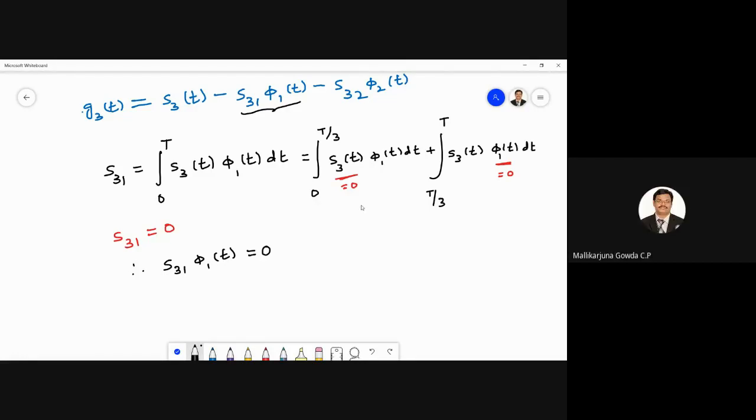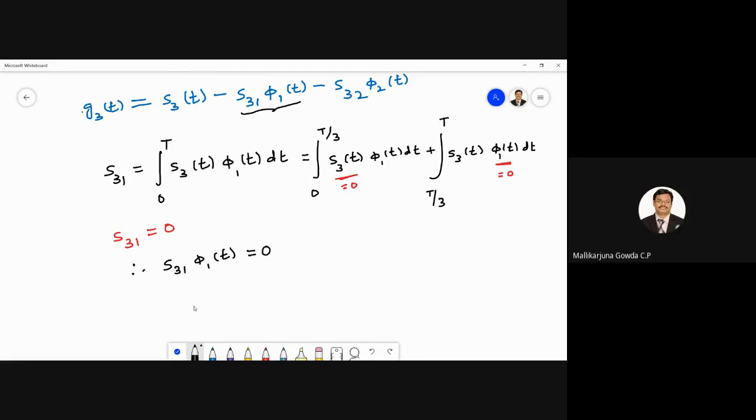From 0 to t by 3, S2 of t is 1, and you will get phi 1 of t. Then from t by 3 to 2t by 3, the value of phi 1 of t is 0, and then its product will be 0, right? So here I just expanded and have shown it.